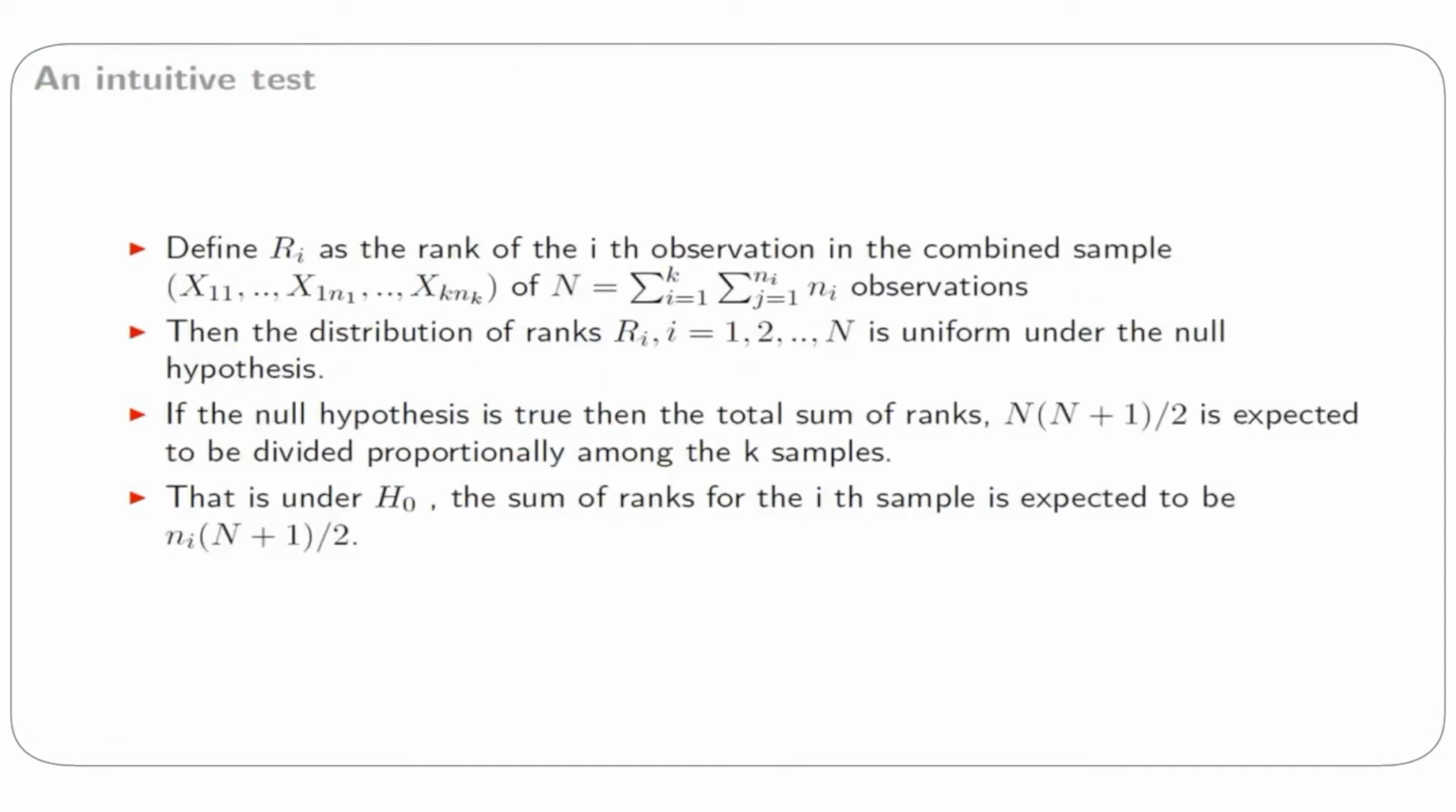Intuitively, if R_i is the rank of the ith observation in the combined sample of capital N observations, then the distribution of ranks R_i, i from 1 to capital N, is uniform under the null hypothesis. If the null hypothesis is true, then the total sum of ranks, that is N into (N plus 1) by 2, is expected to be divided proportionally among the k samples. That is, under H naught, the sum of ranks for the ith sample is expected to be n_i multiplied by (N plus 1) by 2.